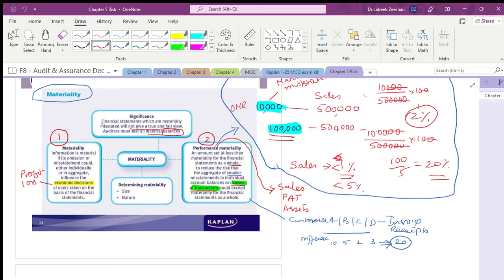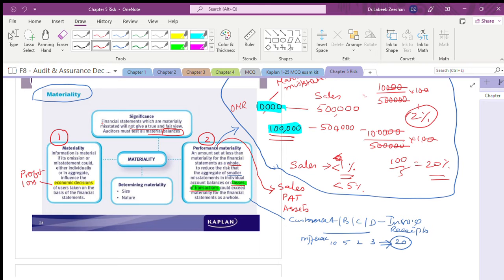Misstatements will be there. We cannot say it is 100% clear. But misstatements should be within the limits. That's very important. In the next few slides, we will cover that. There is a benchmark that has been given. In the examination, they will assess us on this.